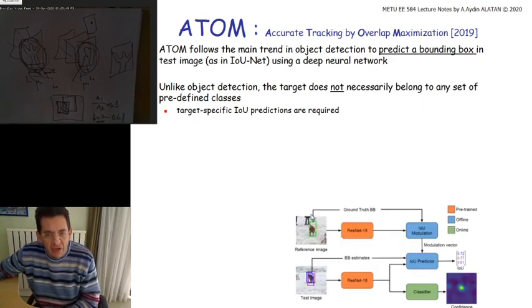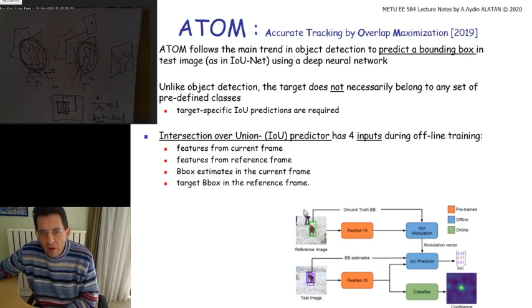This is the test image. This is the reference image. A typical object detector gives you some bounding box estimates. Now, this is our predictor. It inputs the features from the current frame, and the features from the reference frame. This is your current frame, with the bounding box estimates from the current frame. The features from the current frame come from this ResNet network. They come here, the bounding box and the corresponding estimates.